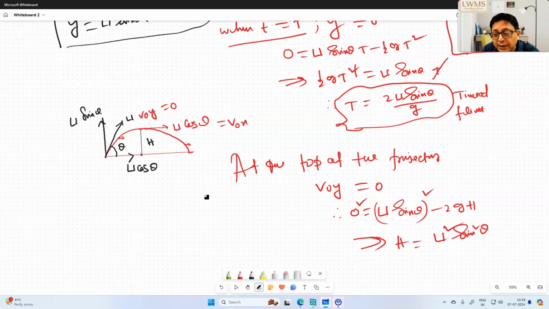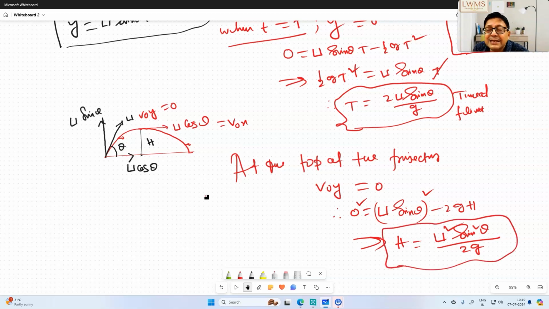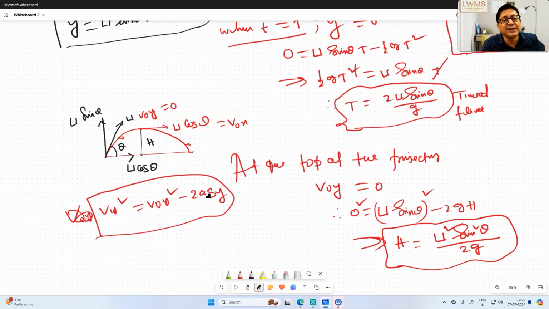Okay. So this will give us h equal to u square sin square theta by 2g. This is the expression for vertical height. Hope you have understood, because the initial velocity in this direction is u sin theta. We use this equation, v y square minus 2 a sy. Sy is the vertical displacement, v0y is u sin theta. I've used that and I got the vertical range, H equal to u square sin square theta by 2g.